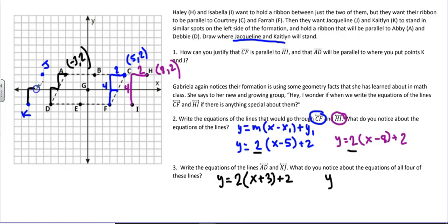And then KJ. The slope is still 2, and then I'm going to use the other coordinate. I'm going to use point K here, negative 8, negative 2. So I'll have x plus 8, minus 2. So again, we have slopes that are 2. What do you notice about the equations of all 4 lines? All 4 of these lines have a slope of 2. What's important to take away from this task is when you have parallel lines, the slopes will be the same.